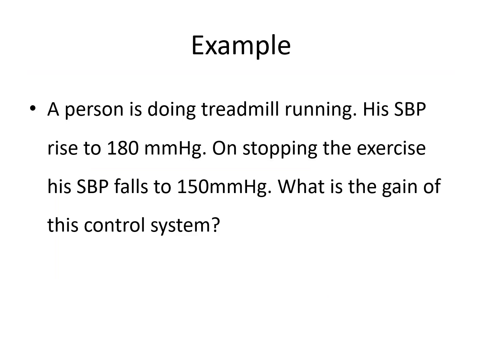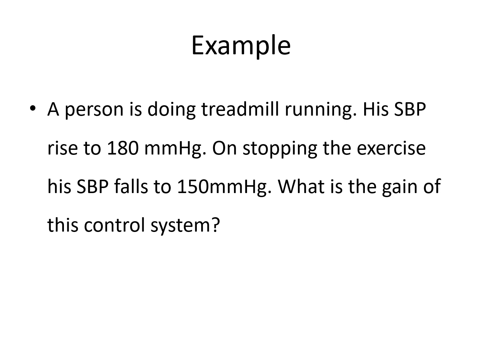So here we have an example. A person is doing treadmill running. His systolic blood pressure rises to 180 millimeters of mercury. On stopping the exercise, his systolic blood pressure falls to 150 millimeters of mercury. We all know that normal systolic blood pressure is 120 millimeters of mercury. So what is the gain of this control system? What is the formula for gain? Gain equals correction divided by error.